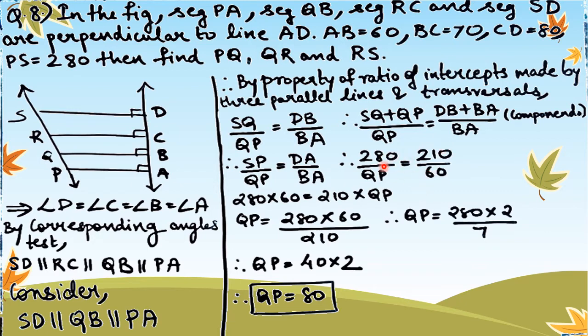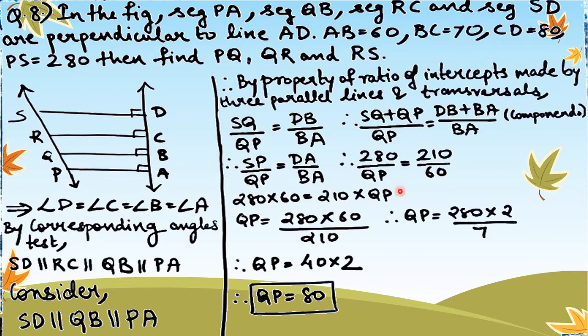Now we will cross multiply, in the sense this denominator will get multiplied here in the numerator and this will get multiplied over there. So 280 into 60 is equal to 210 into QP. Here DB was 80 plus 70, that is 150, plus BA 60, altogether this is 210. I missed the fact that we added BA also. So 280 into 60 is equal to 210 into QP. Then QP will remain here, 210 will go below. So QP is 280 into 60 upon 210.